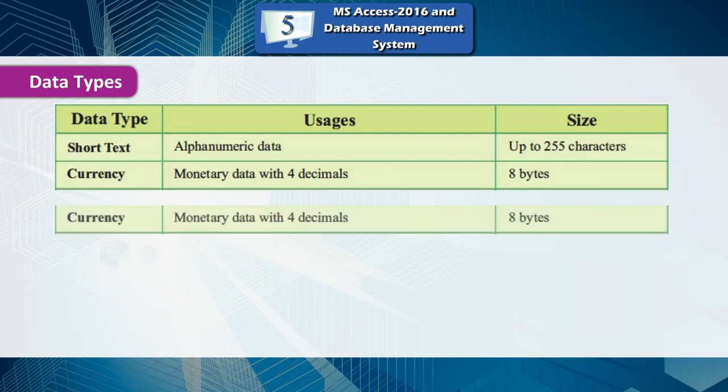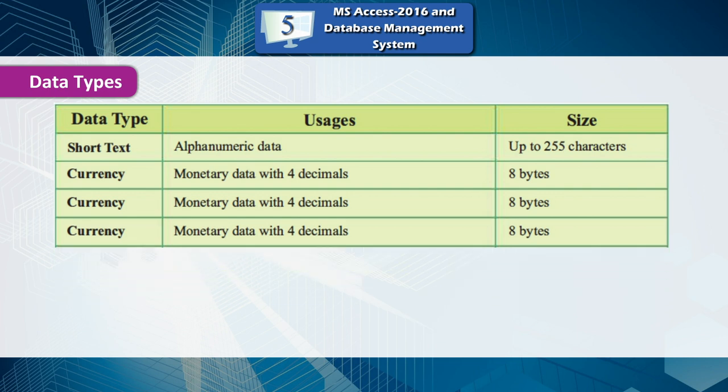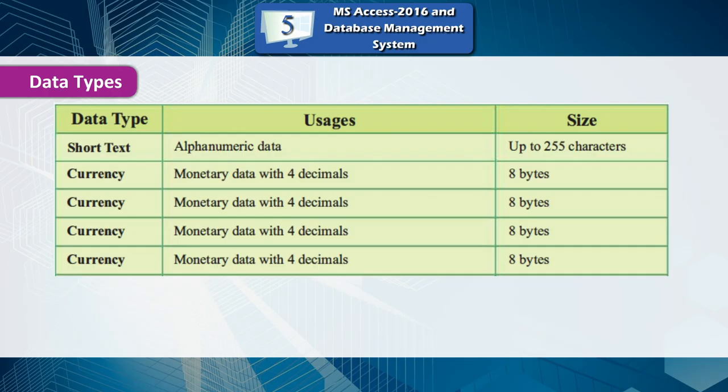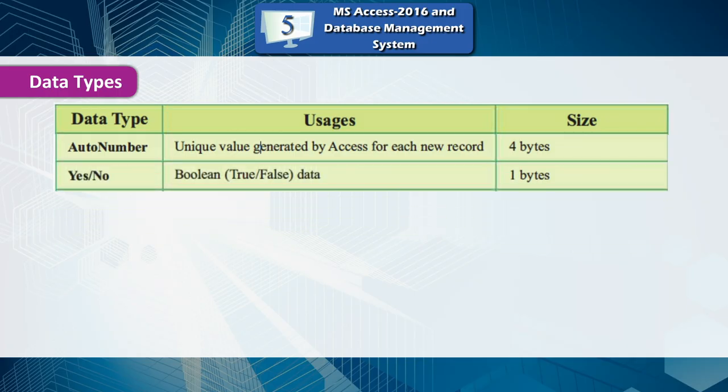1 GB of text. Number: stores numeric data, 1, 2, 4 or 8 bytes. Date time: stores date and time, 8 bytes. Currency: monetary data with 4 decimals, 8 bytes. Auto number: unique value generated by Access for each new record, 4 bytes.